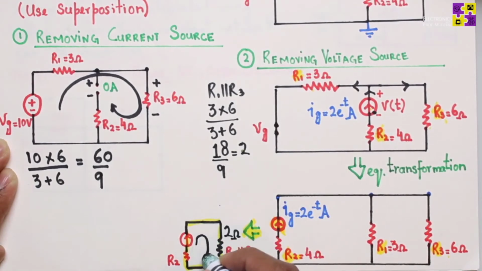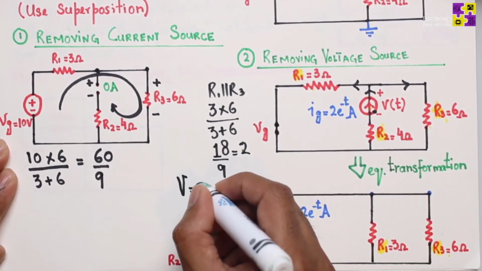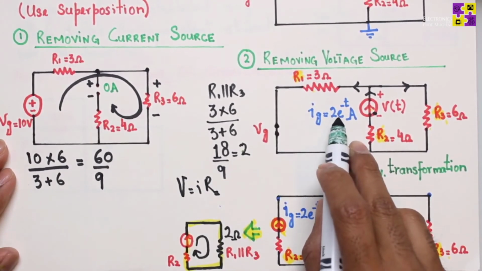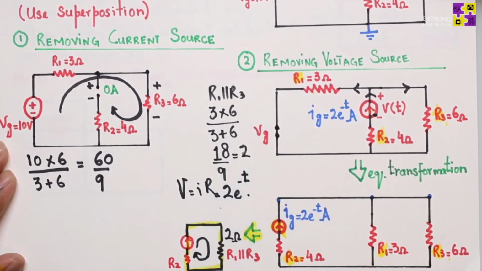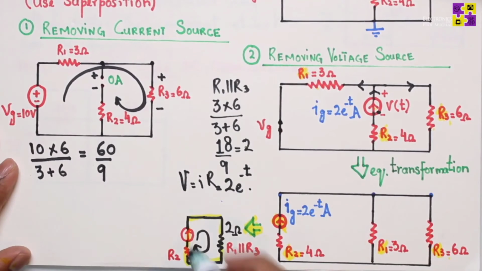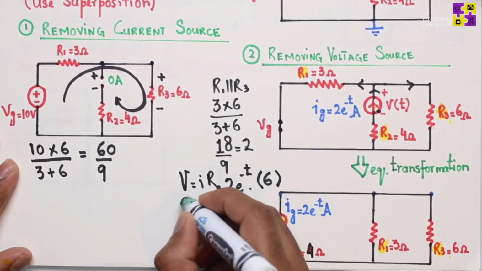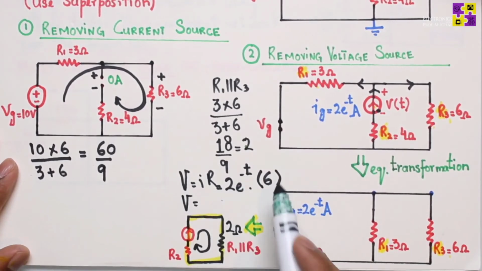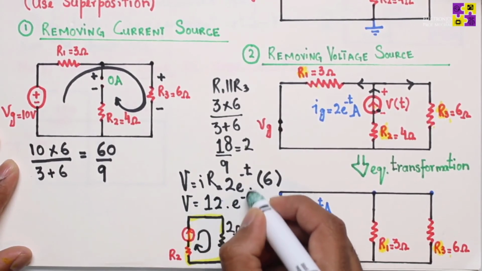Now this is a series circuit here, and we can simply apply Ohm's law. V equals I times R. I is how much? 2 to the power e minus t. The resistance of this network is now R2, remember, which is 4 ohms, correct? So 4 plus 2, that is 6, correct? Now if I actually do the math, 2e to the power negative t times 6 makes it 12 times e to the power negative t.